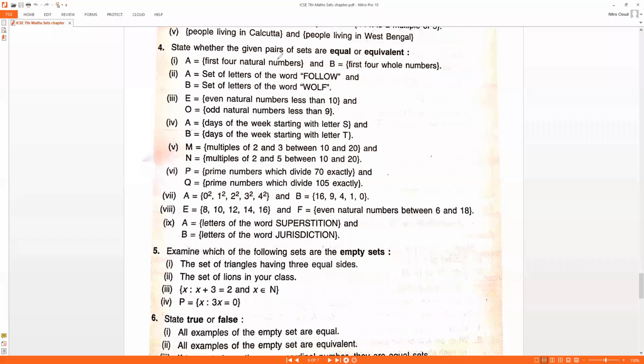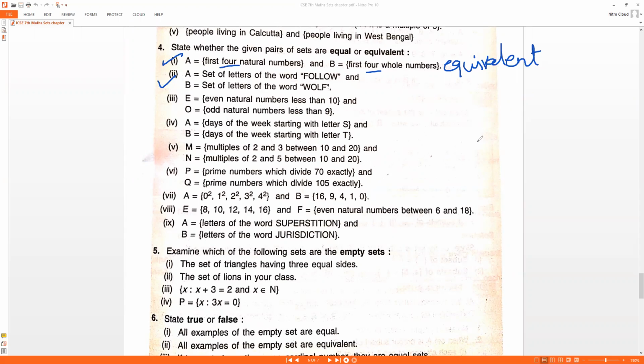State whether the given pairs of sets are equal or equivalent. Okay? That is what we have to tell. Equal or equivalent. What about first? Equivalent. Correct. Equivalent, because the cardinal number is 4. What about second? Sir, it is not equivalent. Sir, in whole numbers 0 will also be included, right? Let it be. But first 4 whole numbers, first 4 natural numbers. Cardinal number is 4. They are equivalent. They are not equal. Correct?